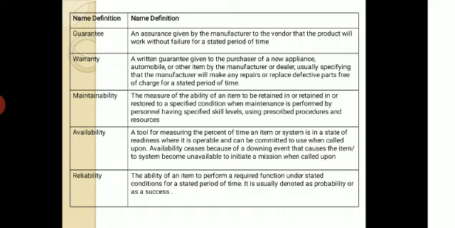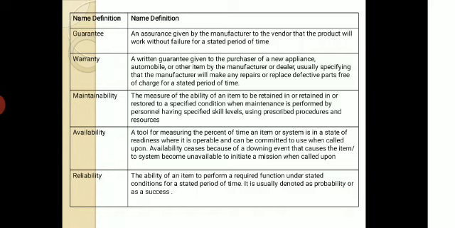Then what is warranty? A return guarantee given to the purchaser of a new appliance, automobile or other item by the manufacturer or dealer, usually specifying that the manufacturer will make any repairs or replace defective parts free of charge for a stated period of time. I think now you have a clear picture of the difference between guarantee and warranty. Guarantee is only an assurance. Warranty is a written guarantee. Whenever damage happens or equipment fails, they will replace or repair the defective parts free of charge within a stated period of time: a 3 years warranty, a 2 years warranty. That is how guarantee and warranty are defined.